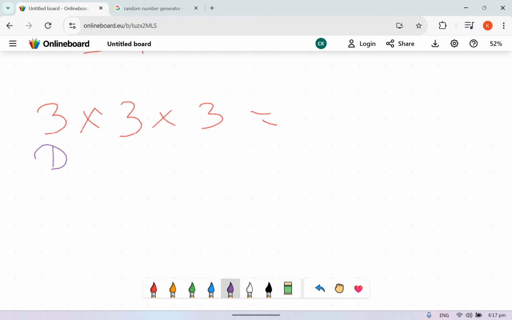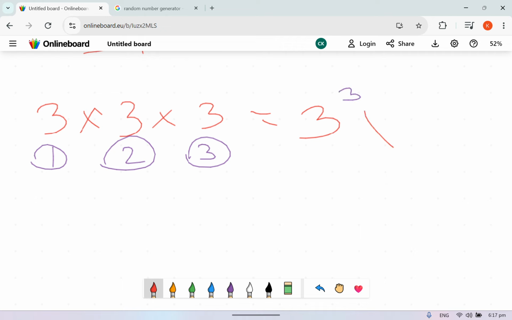Now, if I multiply by itself thrice, that's like 3 times 3 times 3. So you can count: 1, 2, 3. So then you just have a 3 and you put a 3 over here. And this we call cube. You can also call it 3 to the power of 3. That's what I said just now.